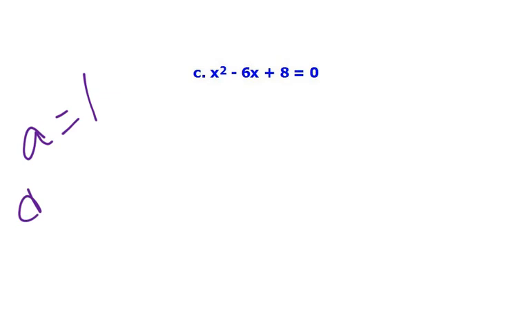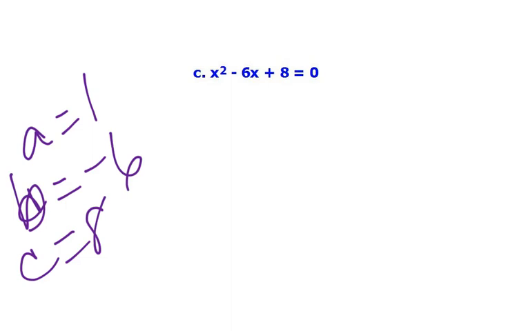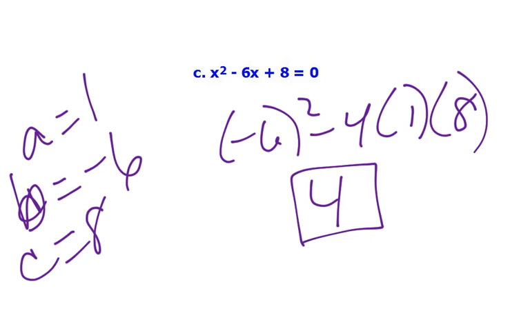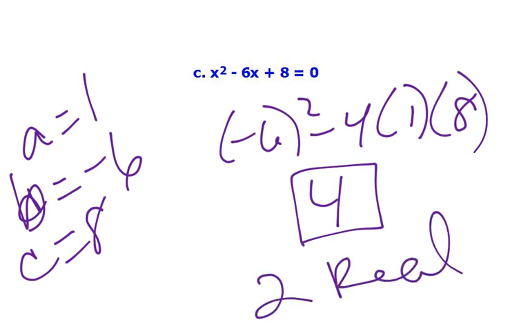A is 1, B is negative 6, and C is 8. Punch that in your calculator. Negative 6 squared minus 4 times A is 1 times C is 8. And you get 4. That's your discriminant. It's positive, so we'll have 2 real roots.